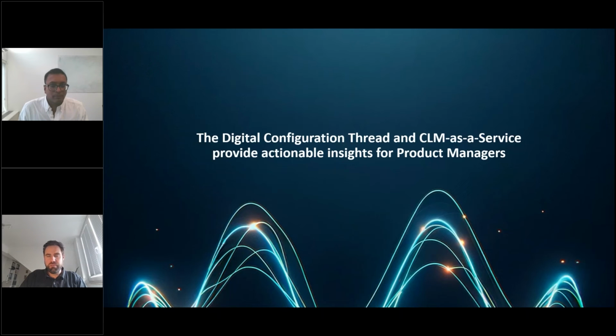So I can see a couple of questions loading in. So let's start with that general one here. It's basically asking how hard it is to implement a CLM solution. Would you like to dive into that a little bit?